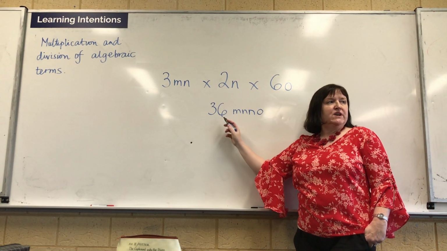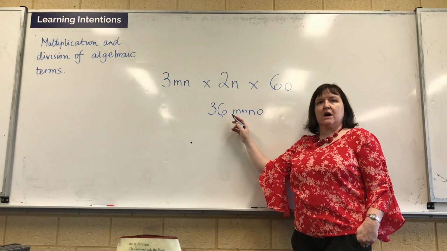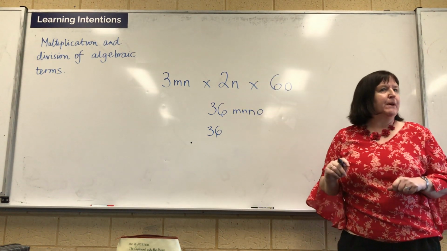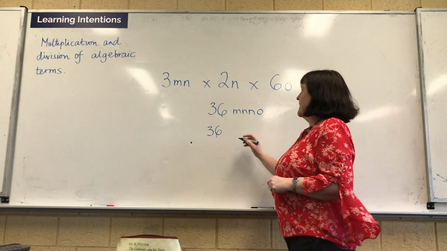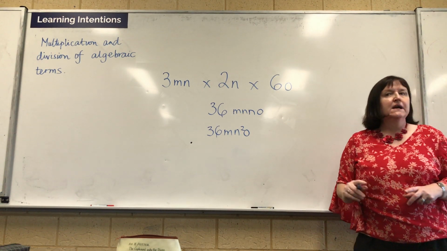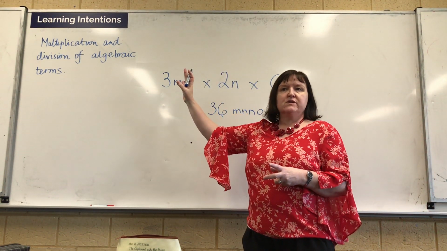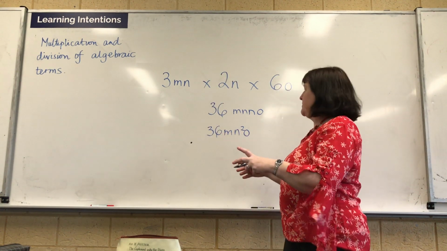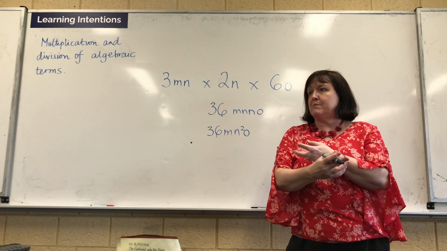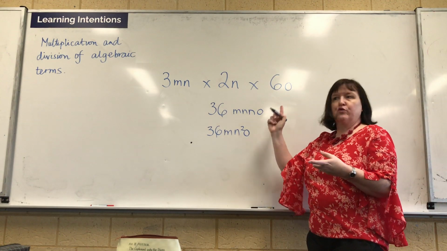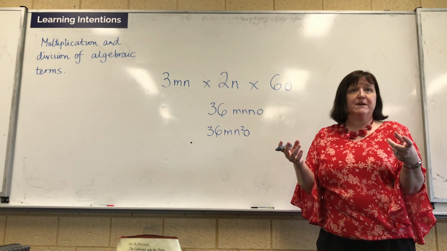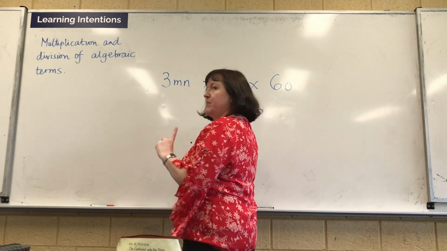Now, if you write 36 times m times n times n times o, what would you do to tidy that up a little bit? Turn n times n into n squared. Yeah, so it would be 36mn squared o. Now, if those questions had been in a different order and it had been o, m, n at the end, you would put them into alphabetical order. They were in alphabetical order already, but the convention is, of course, with multiple letters in a pronumeral that we do them in alphabetical order. Okay? Everyone happy with that?